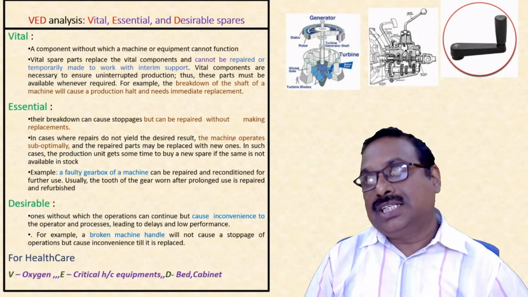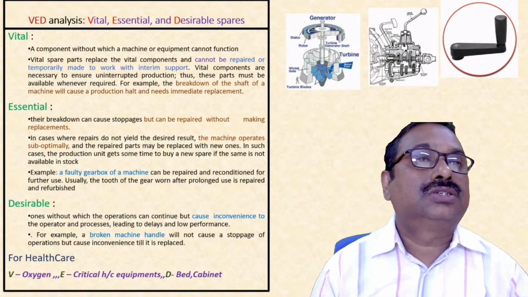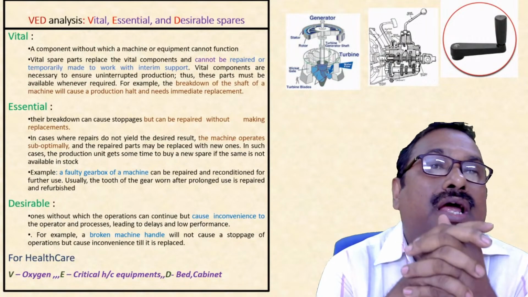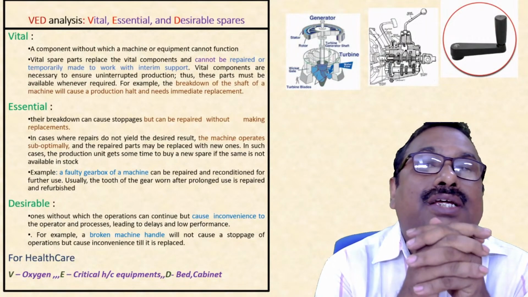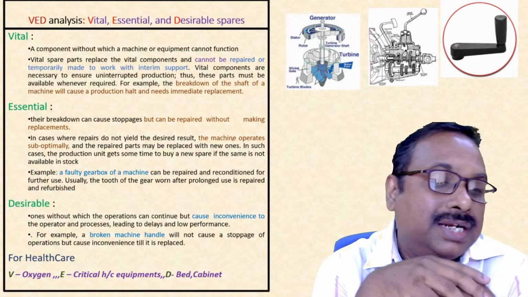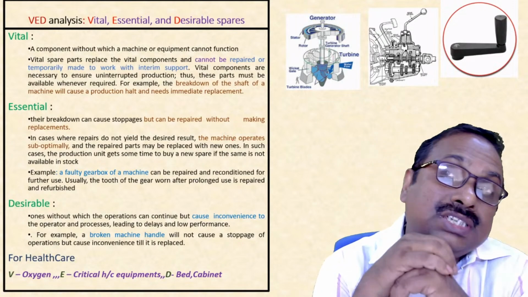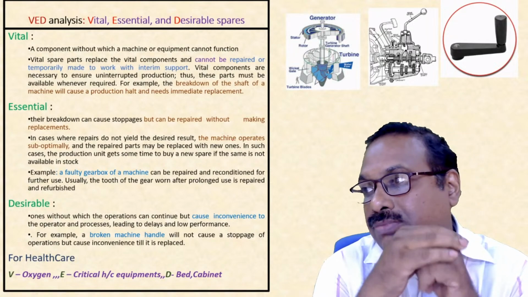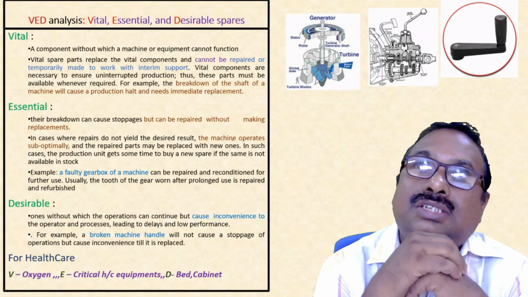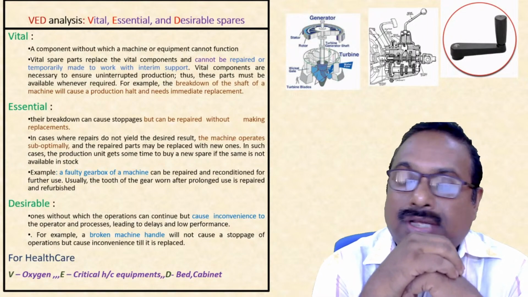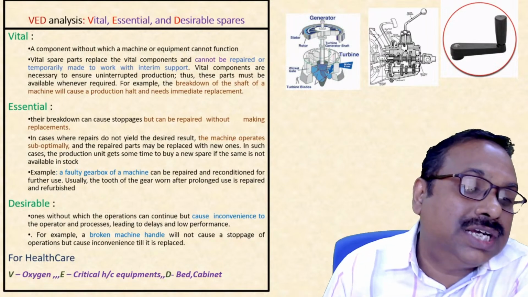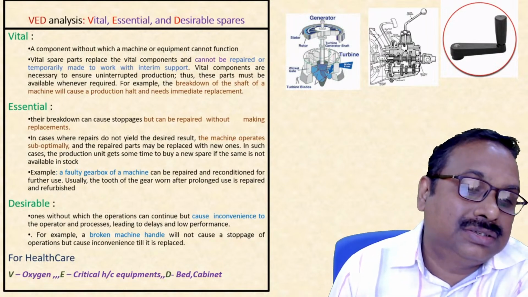Then we'll see some classifications of spare parts. The first one is VED. V stands for vital, E for essential, and D for desirable. Suppose in the case of the healthcare industry, oxygen is a vital product. It is the most important product. Suppose a patient has suffered some serious illness, so you require oxygen, a life support system. So oxygen is coming under vital.